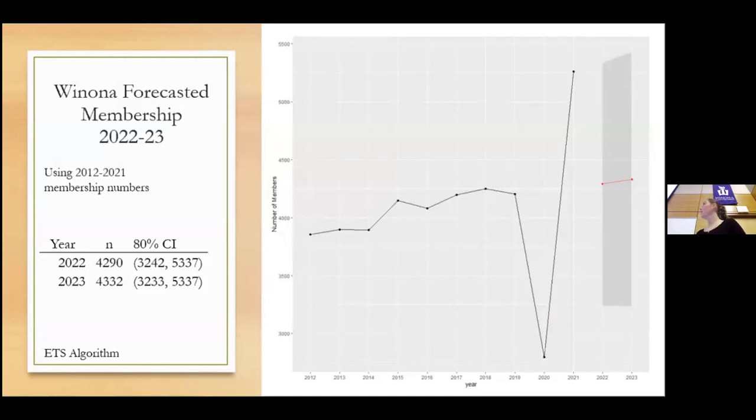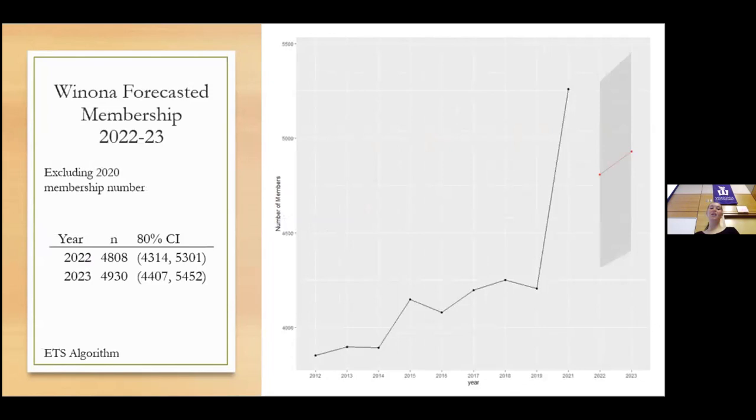So then looking at the forecasted membership, this was done using the simple ETS algorithm, or the exponential smoothing method forecasting. And this was including the large drop in 2020. We decided to use the 80% confidence interval just because there's a lot of uncertainty with forecasting, so you want a larger range of uncertainty.